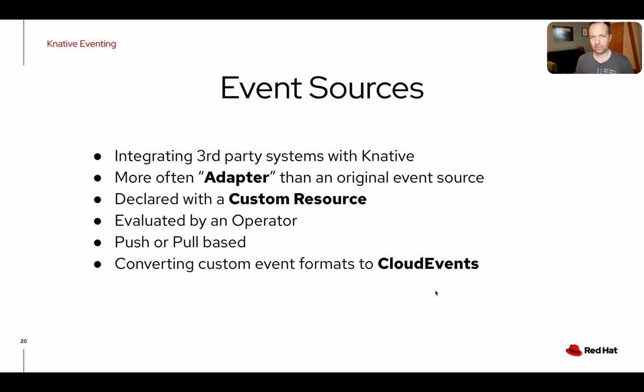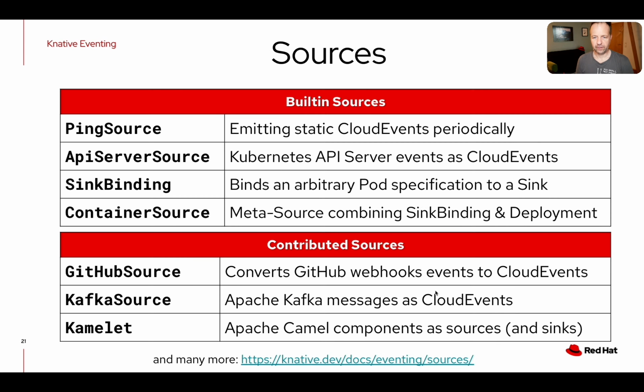Again, an event source is mostly declared by its own custom resource, so every source has its own type of custom resource. This custom resource is then watched and reconciled by an operator. Sources can be push or pull based, so the adapter could either be notified from the outside or periodically poll the external system to check whether an event needs to be sent to somebody else. And as mentioned, converting custom events is one of the main tasks of a source.